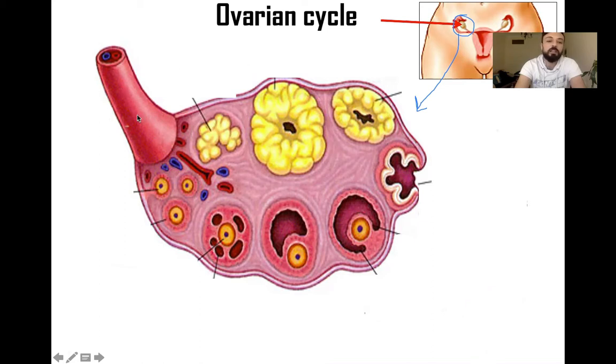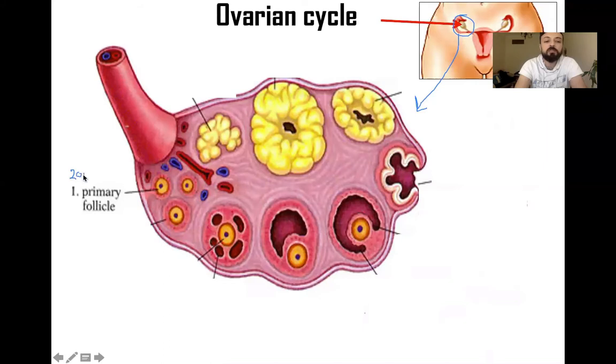Our ovary has blood vessels, as you can see, an artery and a vein, because it's an organ and it requires blood vessels. In addition, inside the ovary, we have follicles, what we call primary follicles. These primary follicles are stored, and each one of them contains an egg.